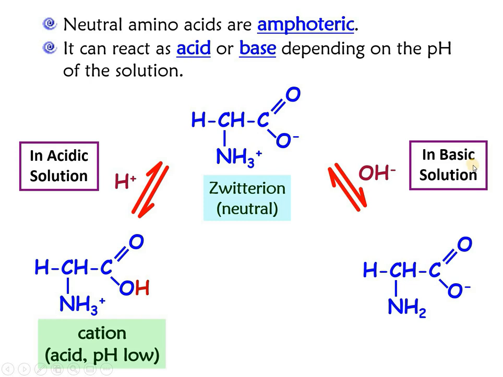If you react in basic solution, the basic solution will give you the OH minus ion. Now the OH minus ion will attract one of the hydrogens from the NH3 plus group and it will give you the NH2 group. So it will leave you with the negative charge of the whole structure. So the structure becomes an anion in the base form and has high pH.